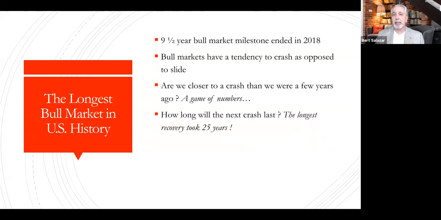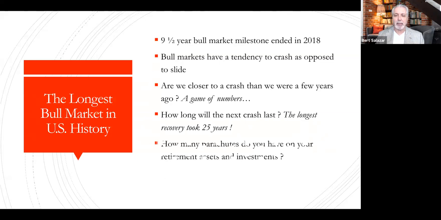How long will the next crash last? The longest recovery took 25 years. Now, how many 25 years do you have in your retirement life? Probably one. And you don't want that to be recovering from a market loss, because the rules of engagement totally change when you go from accumulation to distribution, and we'll talk a little bit about that in the next few minutes.